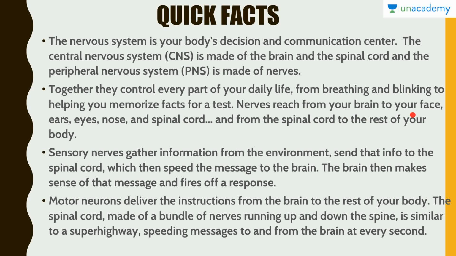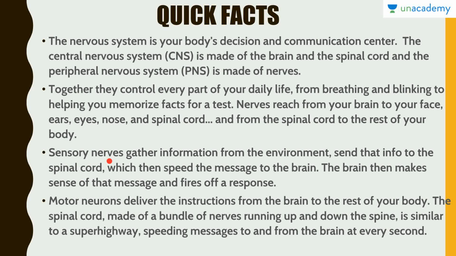Nerves reach from your brain to your face, ears, eyes, nose, and spinal cord, and from the spinal cord to the rest of the body. So almost every part of your body has nerves and neurons at the tips, so that if you touch any part of your body, you know that something has touched your body, and moreover, that it's your own hand that has touched your body. That's all because of the brain that analyzes all the messages that are being passed on by the nerves. So basically, the nervous system contains the brain, the spinal cord, and the neurons. We're going to deal with the brain in this chapter.